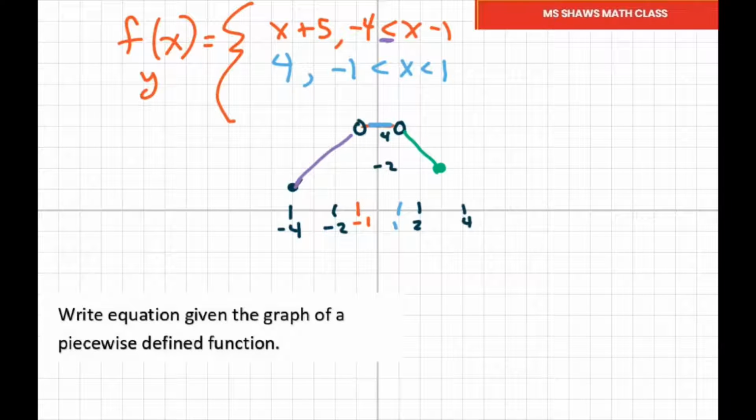And the last piece right here, that was negative x plus 5. And that's when x was in between 1 and 3. It can equal 3, but it can't equal 1 because it's an open interval.